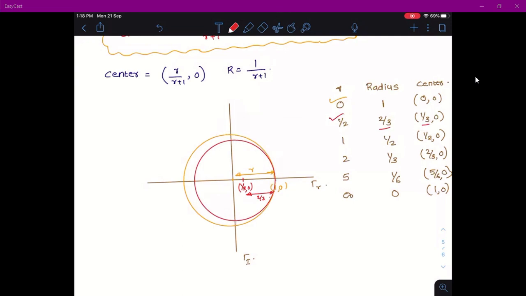Okay, this is for r equal to 1 by 2. Now when r equal to 1, the radius is 1 by 2 and the center is 1 by 2 comma 0. So 1 by 2 comma 0 will be somewhere here. With that center, if you draw a circle with radius 1 by 2, it will again touch 1 comma 0. So we will have something like this.